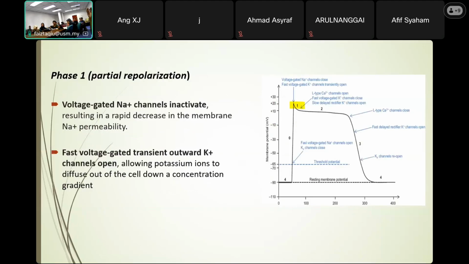And we go to phase 1, which is a partial repolarization. So just now, the fast sodium channels were open. Now they close, right? The sodium channels inactivate, resulting in a rapid decrease in sodium permeability. Instead, what happens is the fast voltage-gated transient outward potassium channels open, allowing potassium ions to diffuse out of the cell. So that's why we get a decrease in the potential, right?